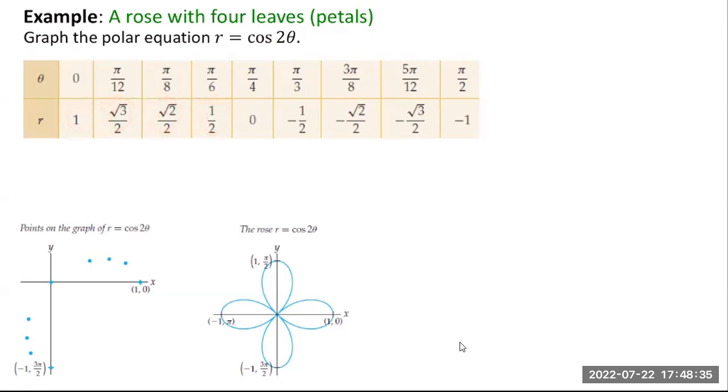Now you are set to go, so you are set to draw your graph. With these coordinate pairs, you can draw the graph. When theta is 0, r is 1. That means this point should be on the graph. When theta is pi over 12, r is square root of 3 over 2. It is somewhere here. And then this point, this point, and so on. When theta is pi over 2, your r is minus 1.